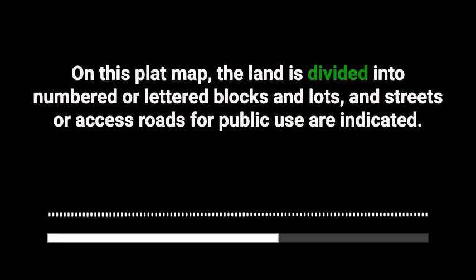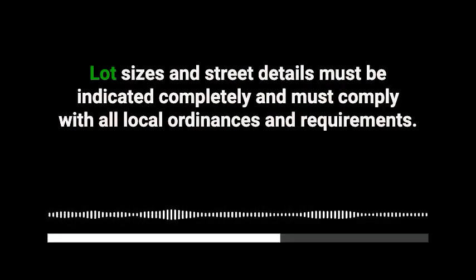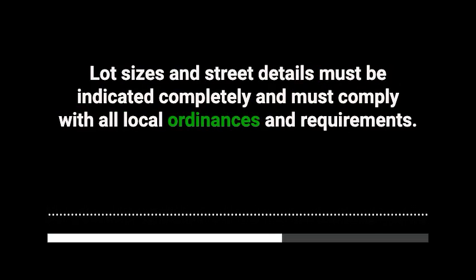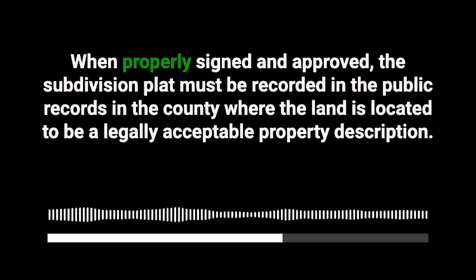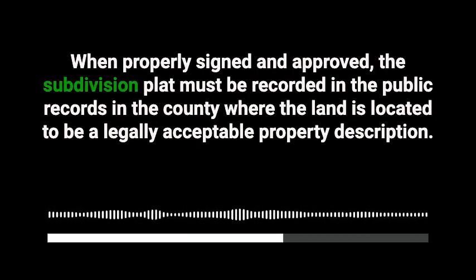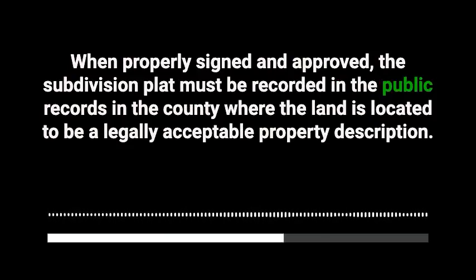On this plat map, the land is divided into numbered or lettered blocks and lots, and streets or access roads for public use are indicated. Lot sizes and street details must be indicated completely and must comply with all local ordinances and requirements. When properly signed and approved, the subdivision plat must be recorded in the public records in the county where the land is located to be a legally acceptable property description.